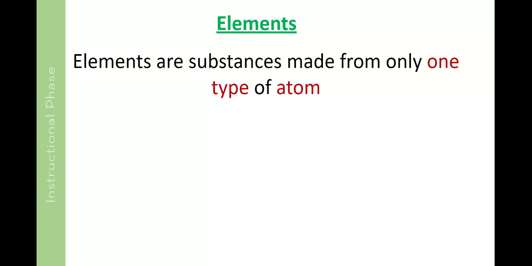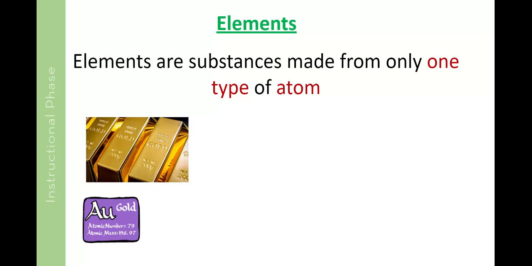So just to go over the key words, elements. You should already know that elements are substances made from only one type of atom. So for example, gold, if you look on your periodic table in your planners, you can find the symbol for gold. Remember, elements will be found on the periodic table of elements. And remember, gold is an element, so it is made of only one type of atom.